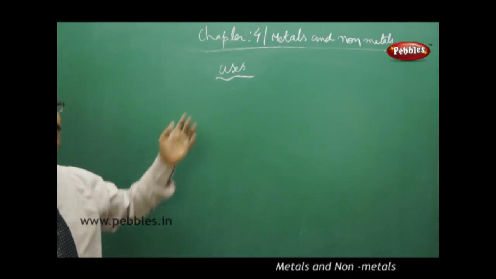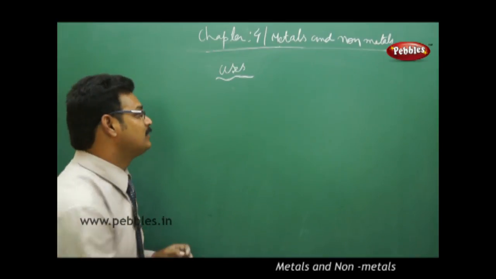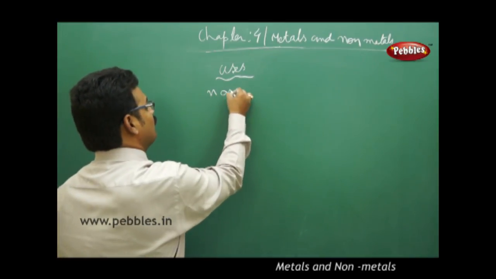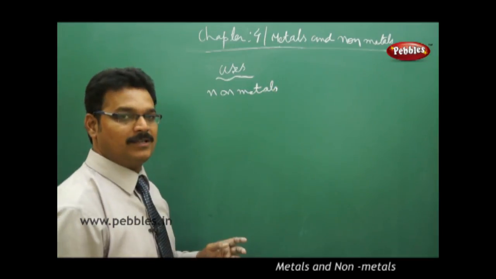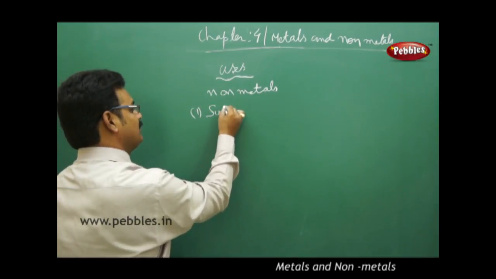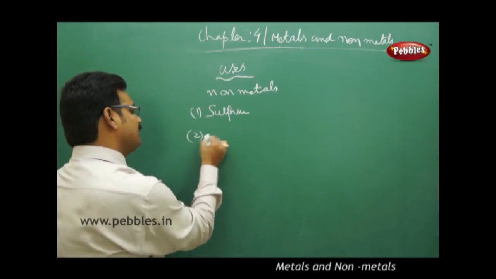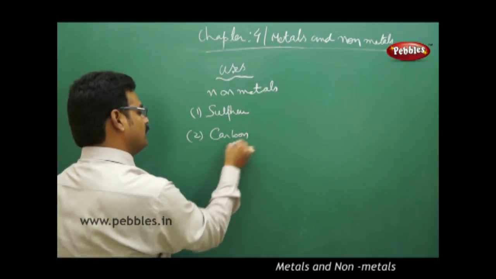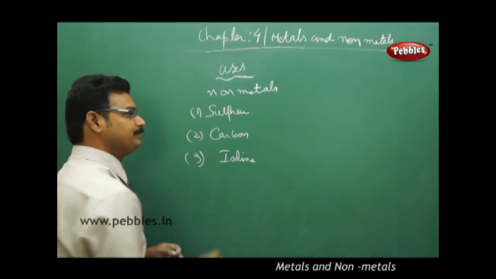Now let me tell you some examples of uses of non-metals. Of course, we have so many non-metals. In our discussion, I'm taking the first one, sulfur, the second one is carbon, and the third one is iodine.